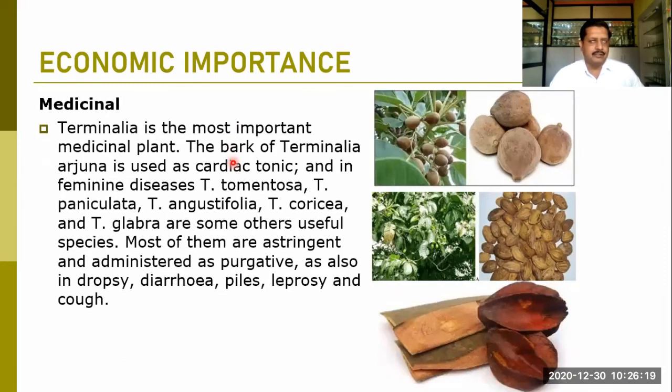Many members are medicinal, particularly the Terminalia genus. When we talk about the bark of Terminalia, Arjunarishta we know. So Arjuna is the medicinal plant which is normally used for various disorders. It is one of the ingredients also of Triphala. So it is used as a cardiac tonic. It builds our heart. So it is known as the cardiac tonic.